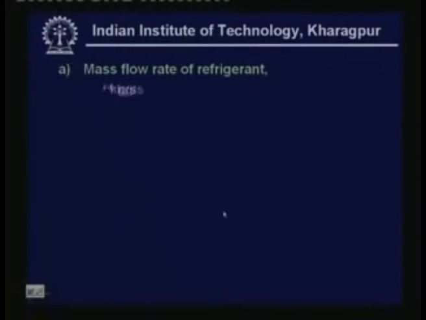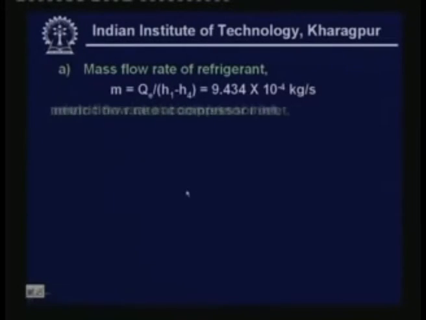So, now we know all the points. So, we find out the mass flow rate of refrigerant, applying the energy balance across the evaporator. From the energy balance, we find that mass flow rate is equal to QE divided by H1 minus H4. QE is known to us, this is 0.1 kilowatt, and H1 and H4 have been obtained from the refrigerant database.